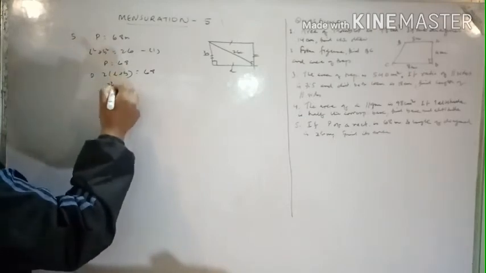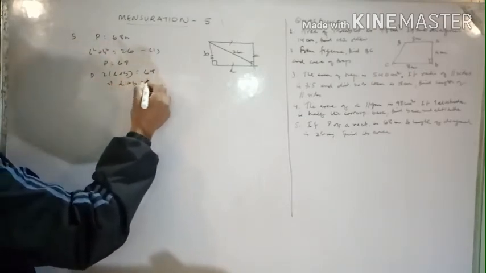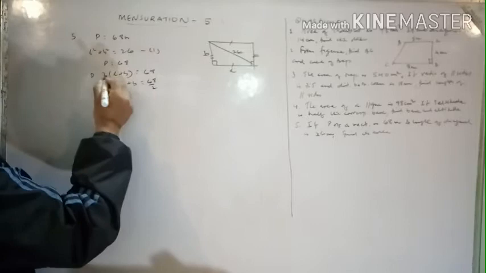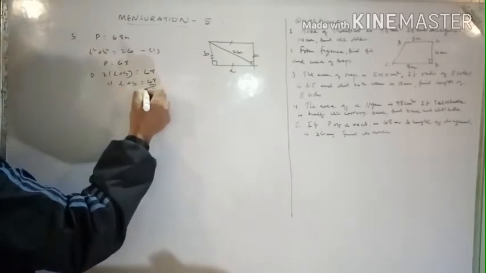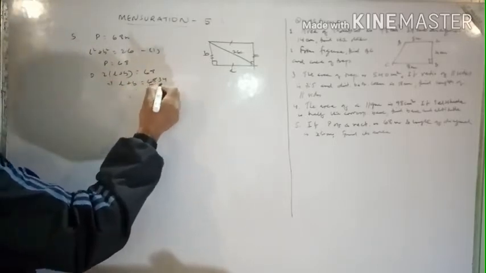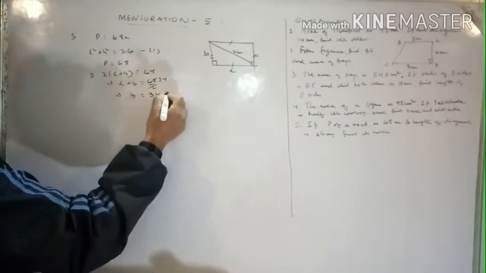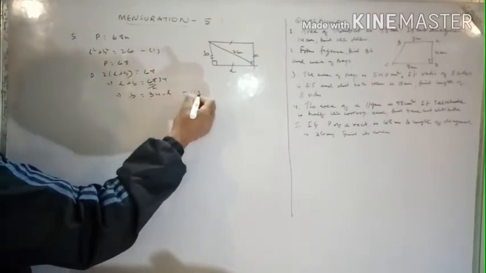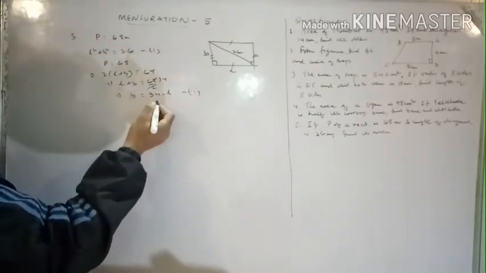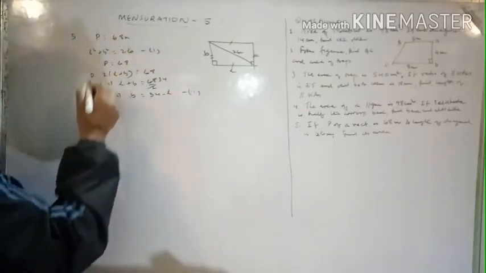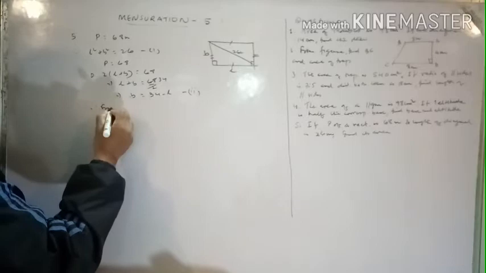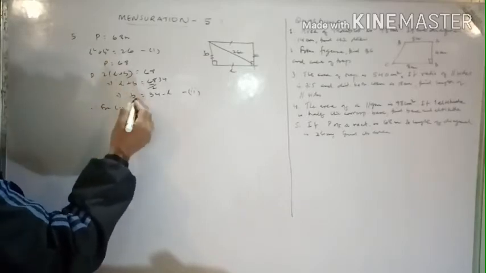Okay, this implies L plus B equals 68 by 2, because 2 will divide, that is 34. This implies breadth equals 34 minus L. Now we will put the value of this B in equation 1.